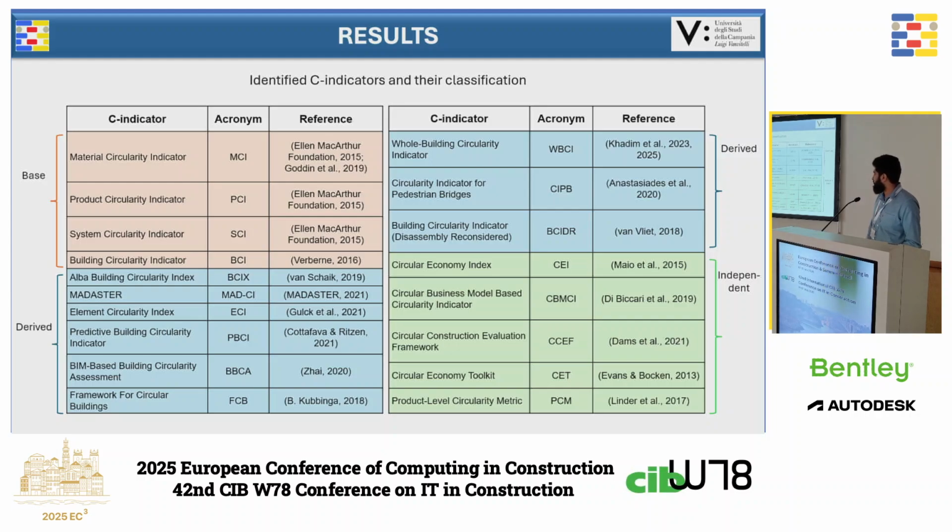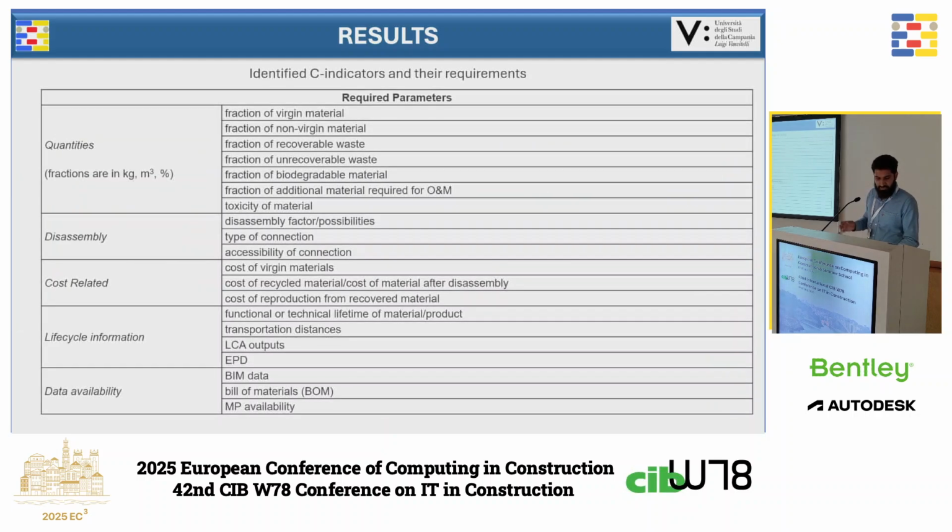And lastly, I have some independent indicators that are not derived from the base indicators. They advocate that circular economy should be based on economic values of materials and products. So they are basically based on the economic values of the materials that we get from a building after the demolition. So these are the requirements I have identified within the circularity indicators that are categorized into 5 kinds.